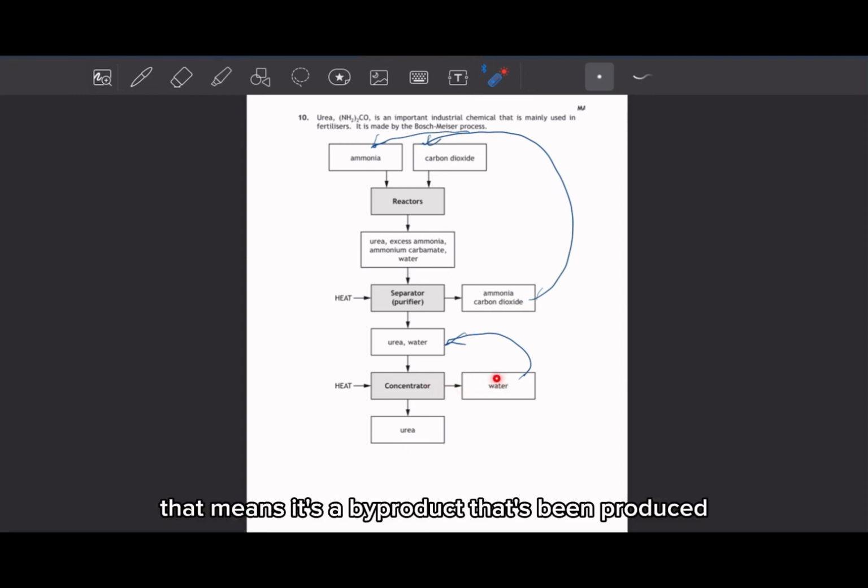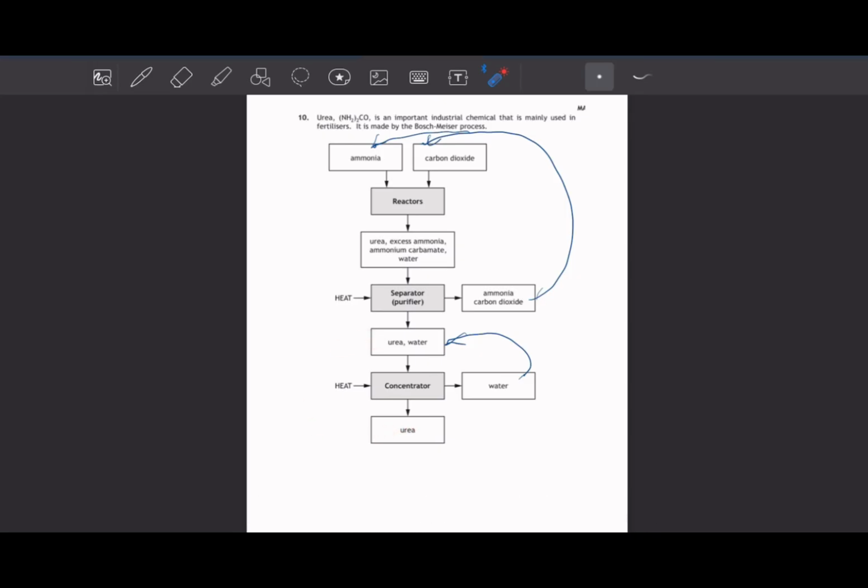That means it's a byproduct that's being produced, and then you recycle it back in where it is needed somewhere else. You may also think, oh, you could recycle the urea from here to here. However, the process is trying to make urea, so you wouldn't recycle that because that is actually your desired product. That's what you're trying to make.